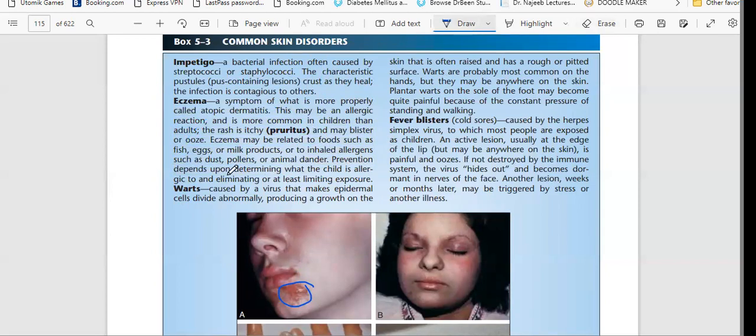Prevention depends upon determining what the child is allergic to and eliminating or at least limiting exposure. So here, eczema may be caused by allergic conditions. First, it may be from allergens or any products. Sometimes other people have this condition, so other people get it. So eczema is most common.